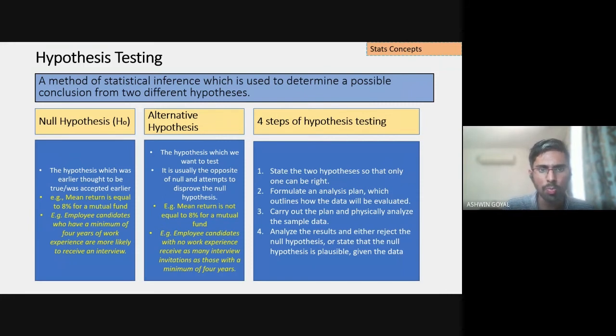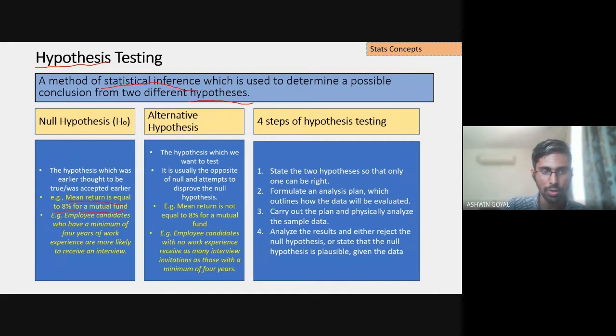All right. Next topic is hypothesis testing, and this is where the job of product analysts also comes into the picture. Many times they do this hypothesis testing, and statisticians deal with hypothesis testing a lot. So it is nothing complicated. It is basically when we are testing some hypothesis. It is a method of statistical inference which is used to determine a possible conclusion from two different hypotheses, right? I decide that this will be the value of something, and that is my hypothesis. A second or alternative hypothesis would be that that is not the value of that particular thing.